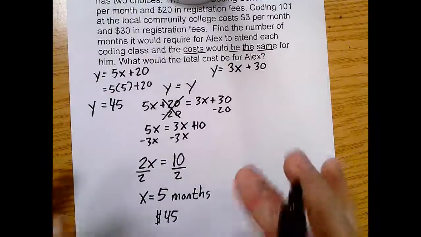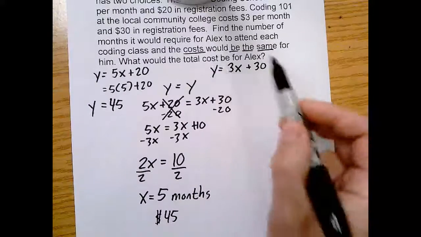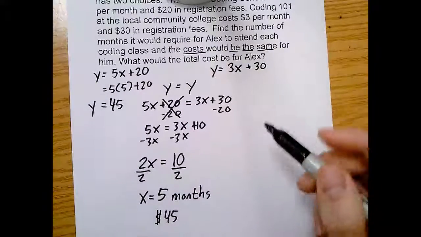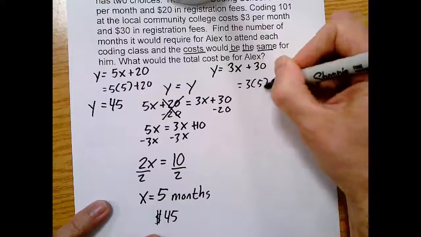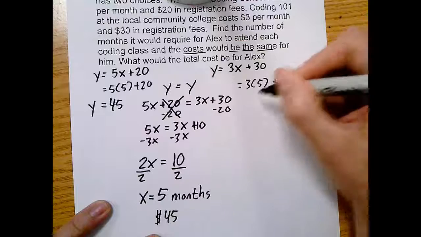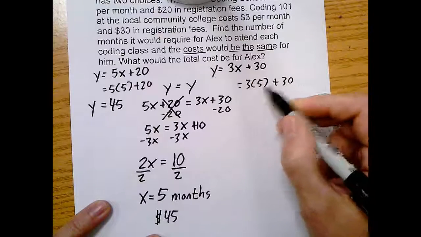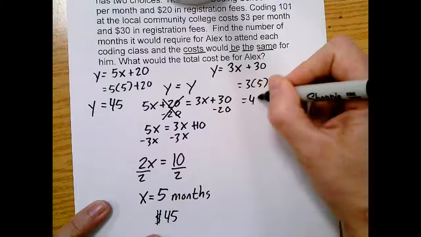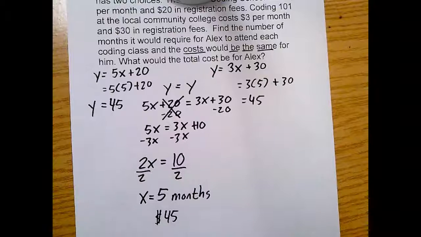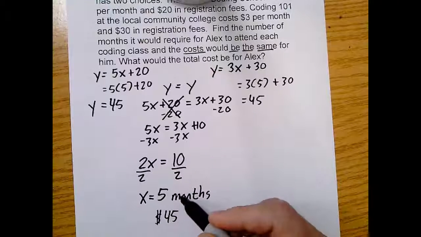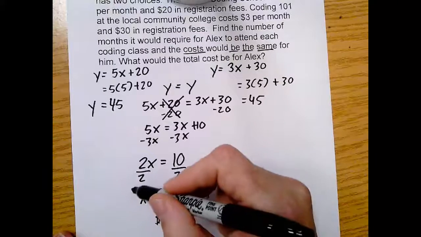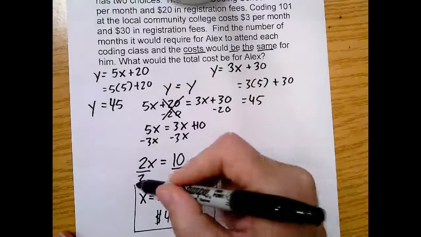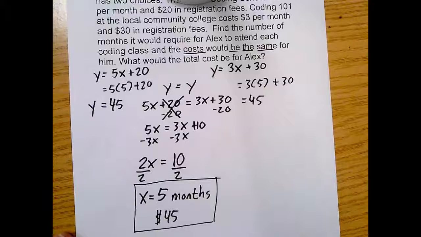Now, a good step here is just double check. Just plug it in real quick and make sure. We said we can substitute in, so I have 3 times 5 plus 30. 3 times 5 is 15. 15 plus 30 is 45. Boom! It checks out. So we now know that after 5 months, the price will be the same. It'll be $45, okay? And there you go. So now we've proven it.